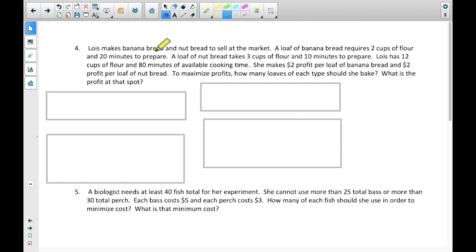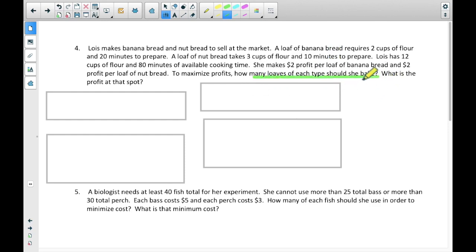Lois makes banana bread and nut bread to sell at the market. A loaf of banana bread requires 2 cups of flour and 20 minutes to prepare. A loaf of nut bread takes 3 cups of flour and 10 minutes to prepare. She has 12 cups of flour and 80 minutes of available cooking time. She makes $2 profit per loaf of banana bread and $3 profit per loaf of nut bread. To maximize profits, how many loaves of each type should she bake?